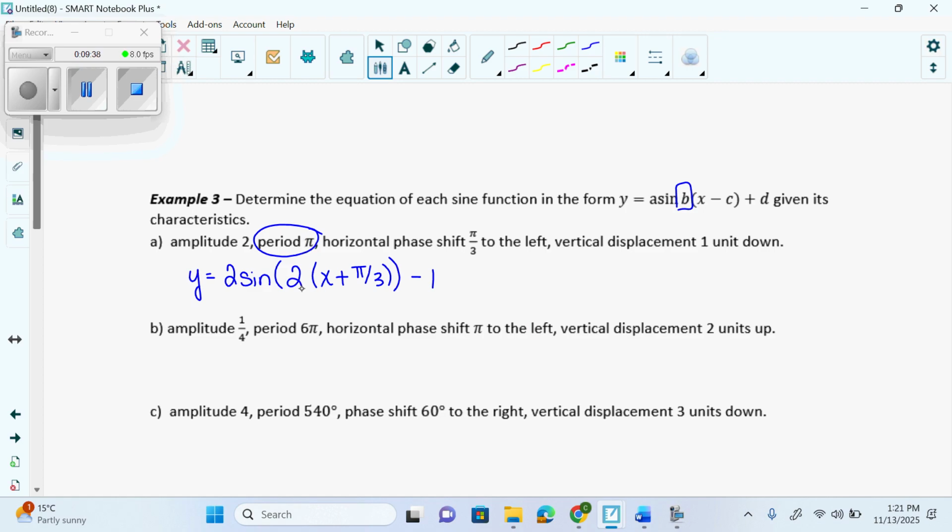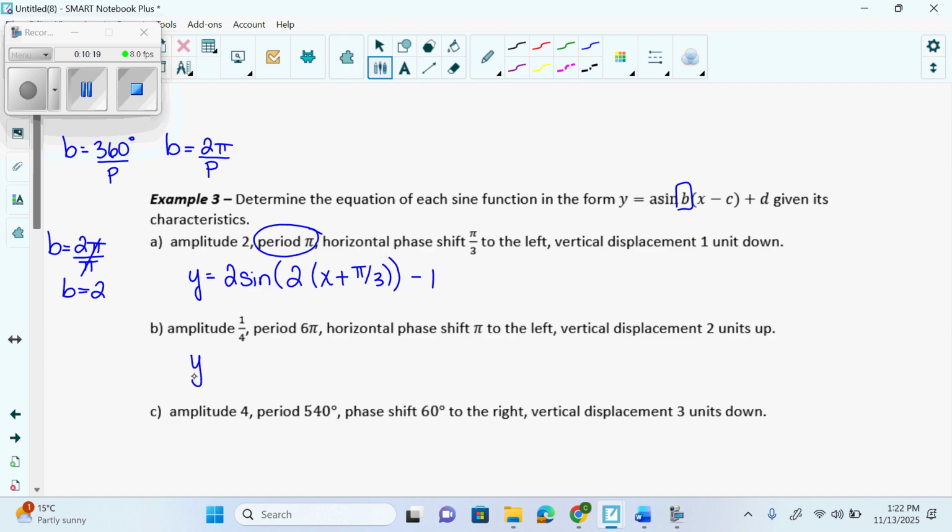The other way you can do it is you can actually use the formula. B equals 360 degrees divided by period, or B equals 2 pi divided by period. So in this case, which one would we use? 2 pi. Because my period's in radians, right? So I would go B equals 2 pi divided by pi. So B equals 2, which makes sense, because if B is 2, then the horizontal stretch is a half. And I would take 2 pi times a half, which would give me pi.